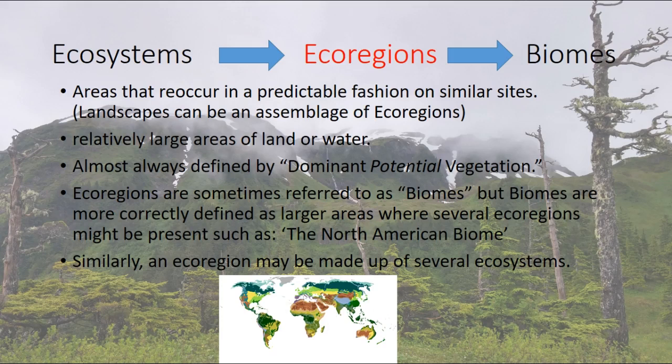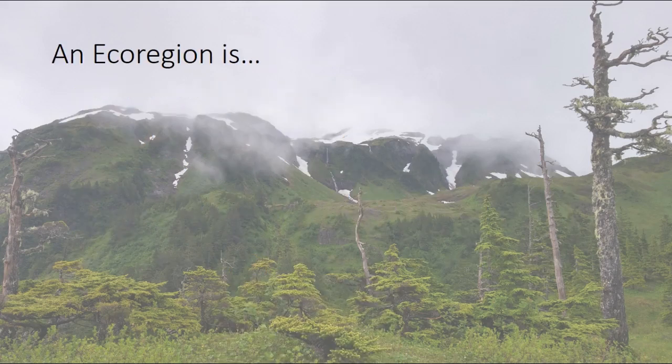They're a region that has some kind of predictability about what you would find in that region, mostly related to climate and topography. Sometimes we refer to ecoregions as biomes, but generally biomes are more correctly defined as larger areas where several ecoregions might be present, such as the North American biome. So these colors here represent different ecoregions, but our whole continent might be a biome. Similarly, as I mentioned, ecoregions may be made up of several ecosystems. In fact, they usually are.